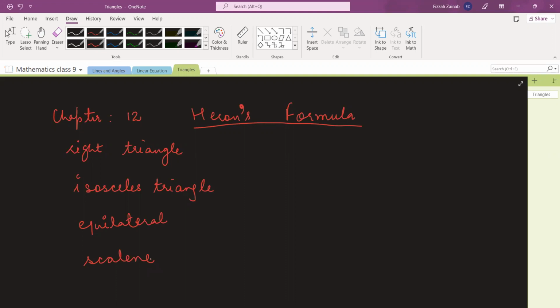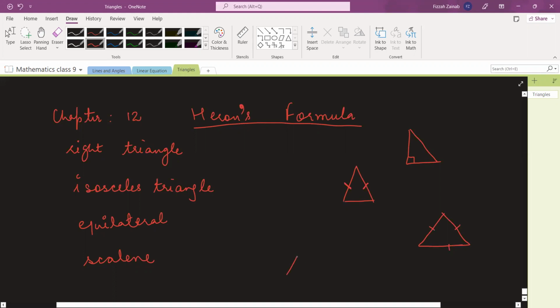So right triangle, you know that one angle is 90 degrees. So it looks like this, correct? This angle is 90 degree. Then isosceles, that means two sides are equal. So at least these two sides are equal, right? Equilateral means all the three sides are equal. So that's the definition of equilateral. And scalene, like no two sides are equal. It can be a triangle like this, right?